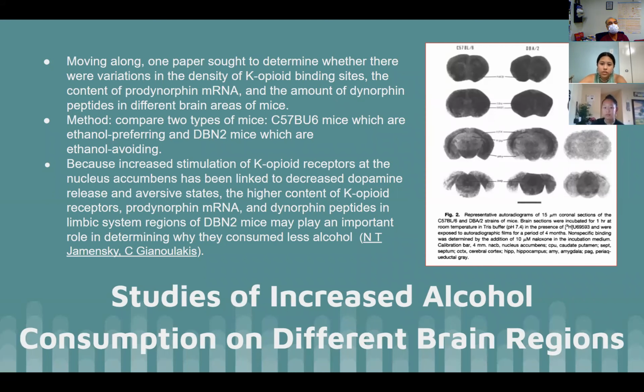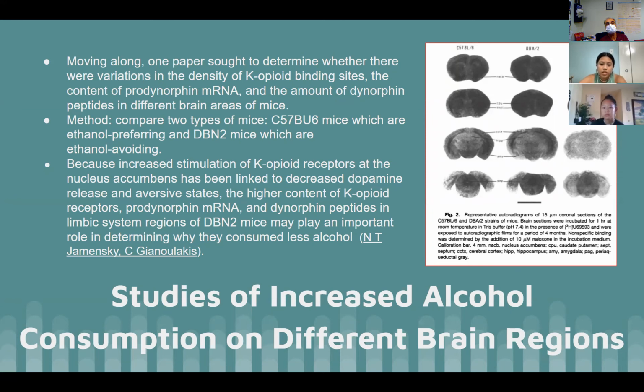Moving along, there are differences in the activity of numerous components of the endogenous opioid system under basal conditions and after ethanol exposure between strains and lines of animals that consume either a lot or little ethanol. Because of that, one paper sought to determine whether there were variations in the density of kappa opioid binding sites, the content of prodynorphin mRNA, and the amount of dynorphin peptides in different brain areas of mice.